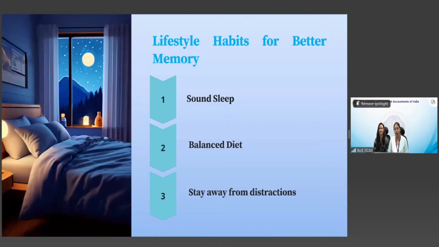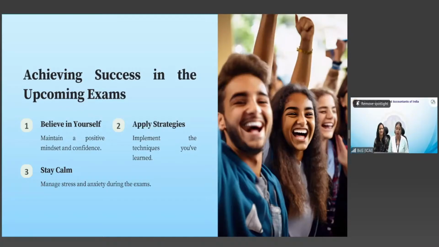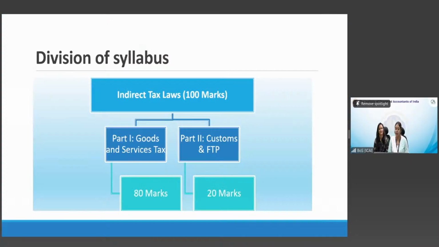And you should always maintain a healthy lifestyle throughout your examination. From today till the date the exams are convened, you should try to have a sound sleep. Even if your sleep hours are reduced, you should try to have a sound sleep, free from all distractions, and try to have a balanced diet so that you stay healthy during your study period as well as during the examination. So if you believe in yourself and apply these strategies, definitely you will achieve success.